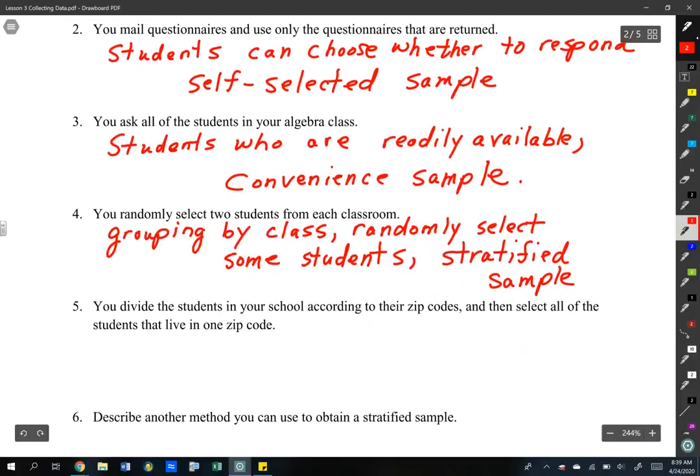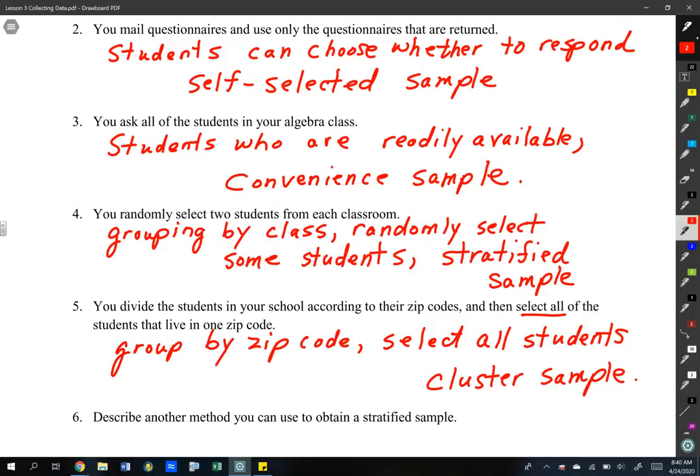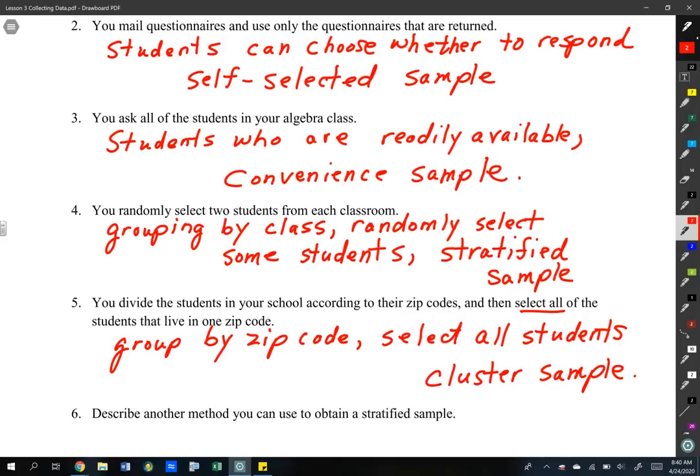All right, the next one, you divide students in your school according to zip code. Then you select all of the students in a particular zip code. So we're grouping by zip code. Select all students. So that's going to be a cluster sample. So stratified, you're only picking some from the group. Cluster, you're picking everybody from the group.